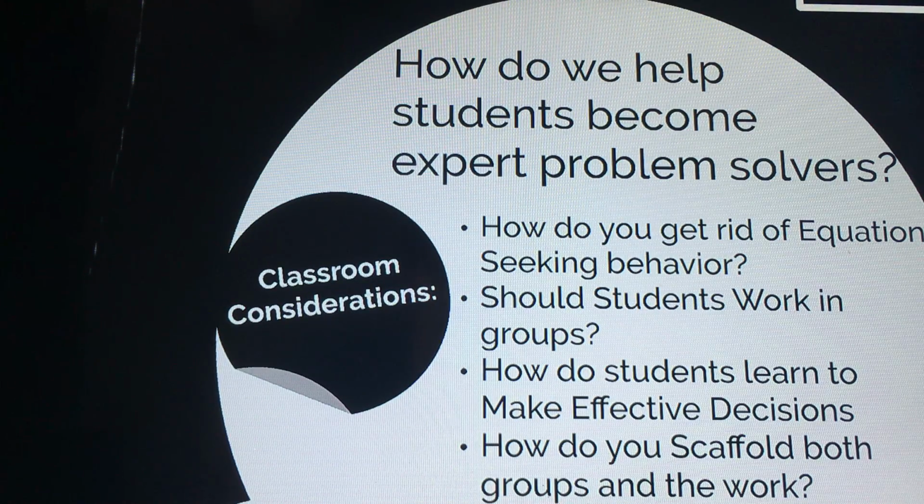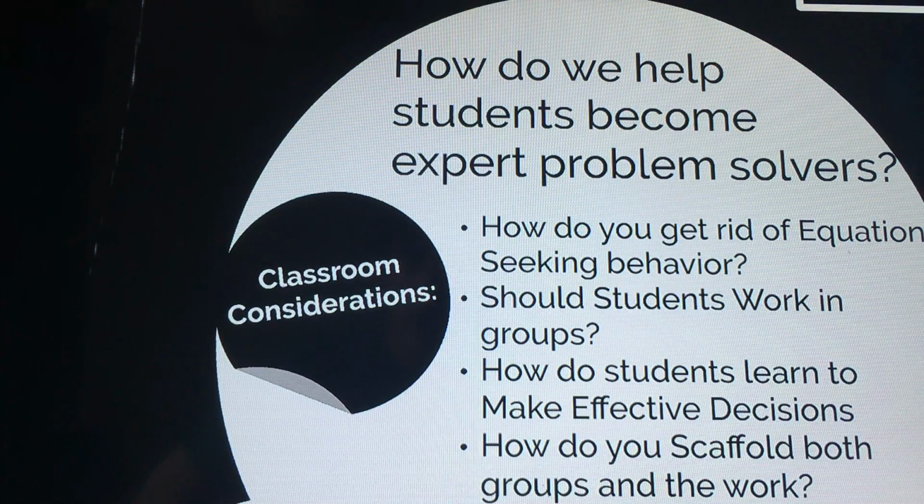Another thing that I really wanted to look at was, how do we help students make effective decisions? Now, making a decision is easy. Making an effective decision is what a lot of our students struggle with. An effective decision meaning a decision that they make that actually helps promote or moves them further in the problem-solving process. So being able to say, this is important, this is not important.